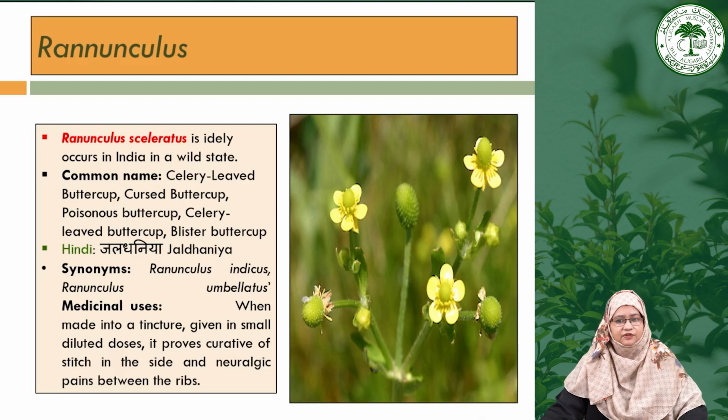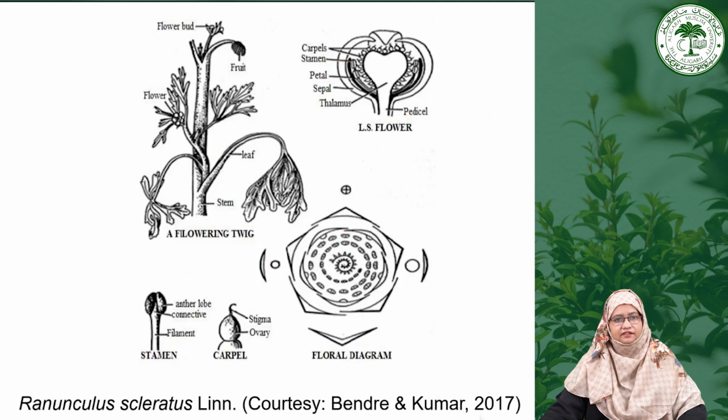Understanding its medicinal uses is essential. In particular, its tincture form can effectively treat conditions like stitch in the side and neuralgic pains. This highlights the dual nature of plants, both ornamental and medicinal. Next, we will look significantly at the characteristics of the plant Ranunculus sceleratus.